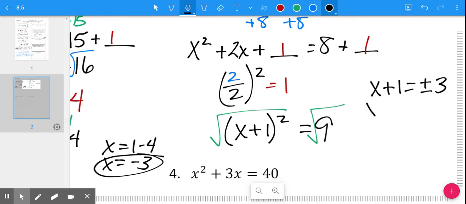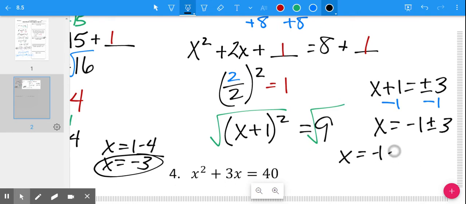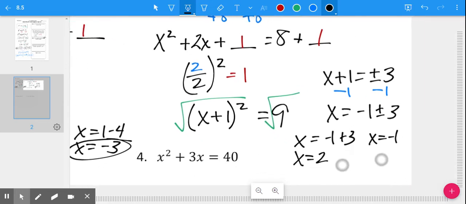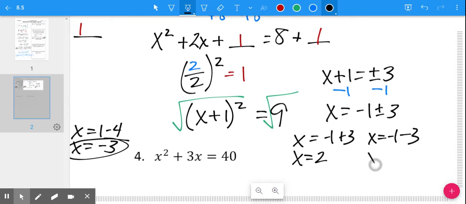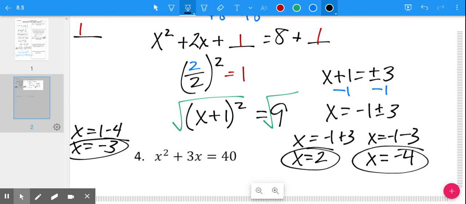So when we subtract the 1 from both sides, we end up with x equals negative 1 plus or minus 3, which means negative 1 plus 3, which is 2, and negative 1 minus 3, which is negative 4. So our line crosses our x-axis at both 2 and negative 4.